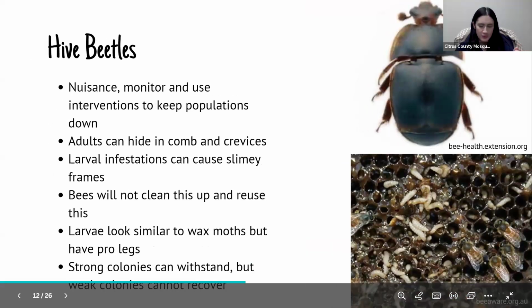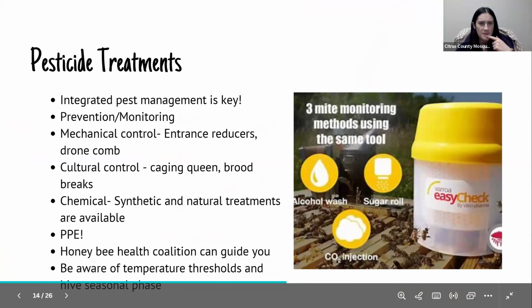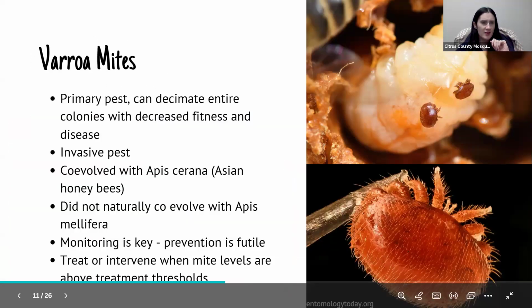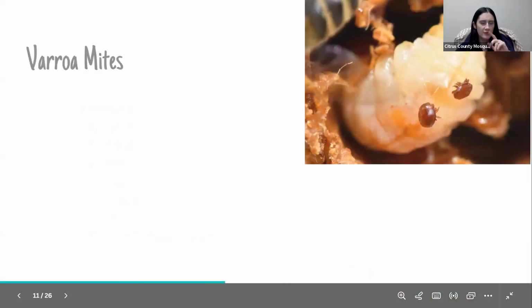Moving on to hive beetles. Sorry, I just want to make sure that I had those varroa mite treatment slides in here.